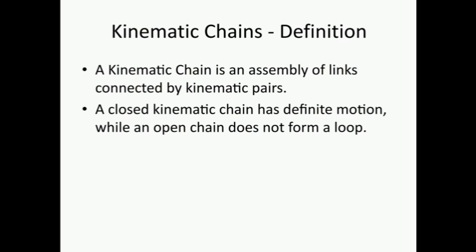Now here is the part on kinematic chains. Kinematic chain definition: a kinematic chain is an assembly of links connected by kinematic pairs. A closed kinematic chain has definite motion, while an open chain does not form a loop.